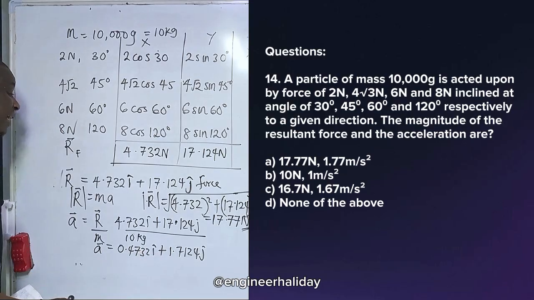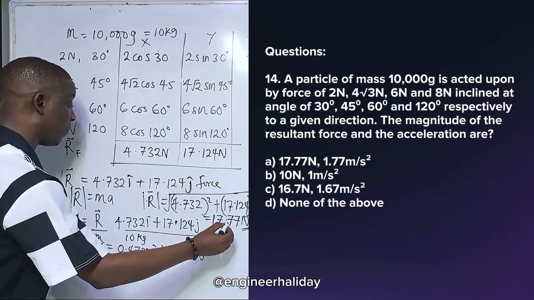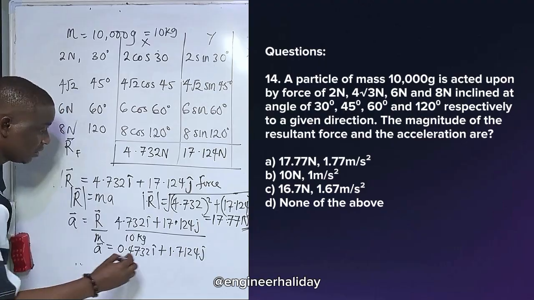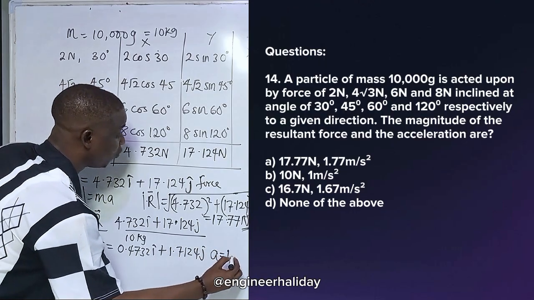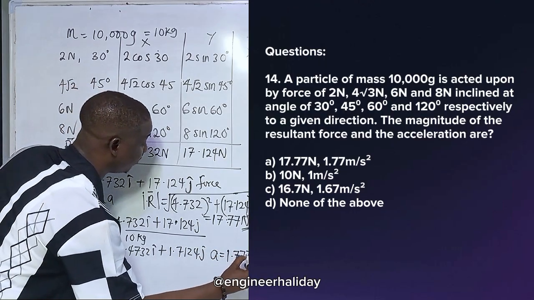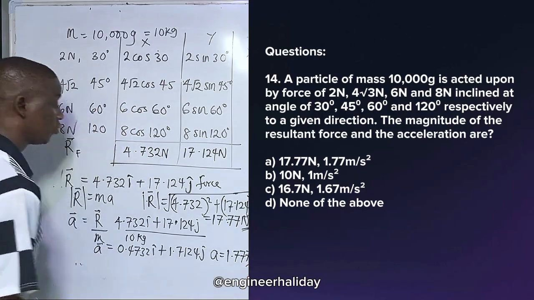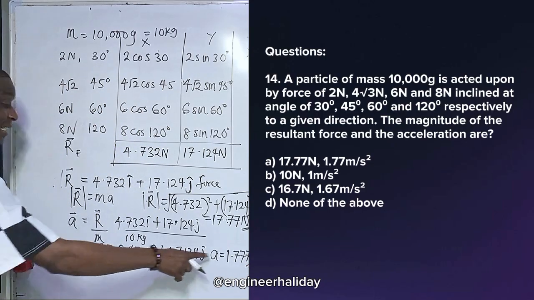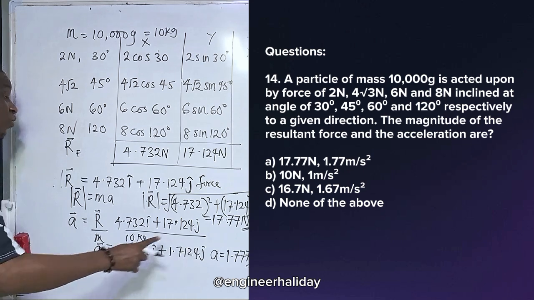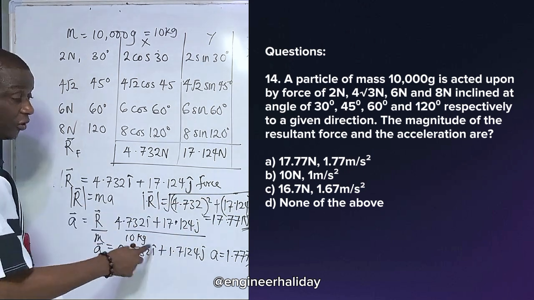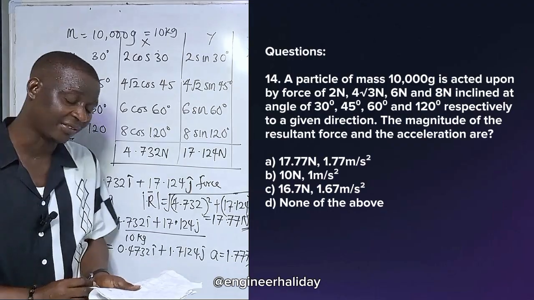But if you want to find the acceleration in scalar form, you just divide this one by the mass. What if you divide by 10? So acceleration will now be 1.777 meter per second square. Remember that you can still get this answer by finding the magnitude of this one. You still get the same answer. You use the magnitude formula to get the magnitude. So that is the answer.